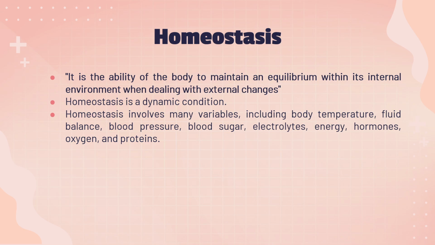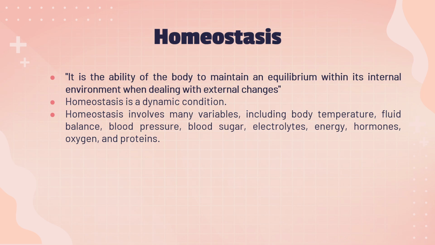Then external changes means what? The environmental changes. Okay, external environmental changes that occur outside the body. So whenever the external environmental change occurs, temperature increases or decreases. In summer season temperature increases, in winter season temperature reduces. So according to the external environment changes, the internal environment needs to maintain its equilibrium, right?